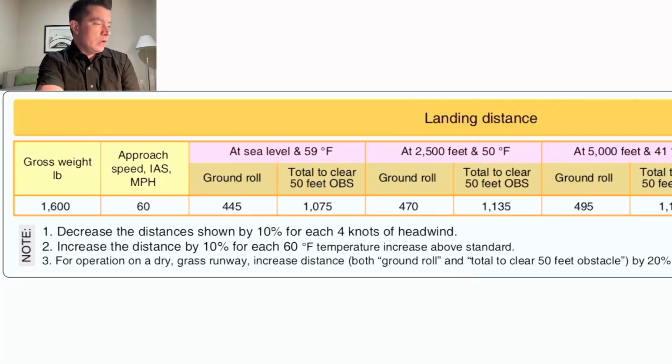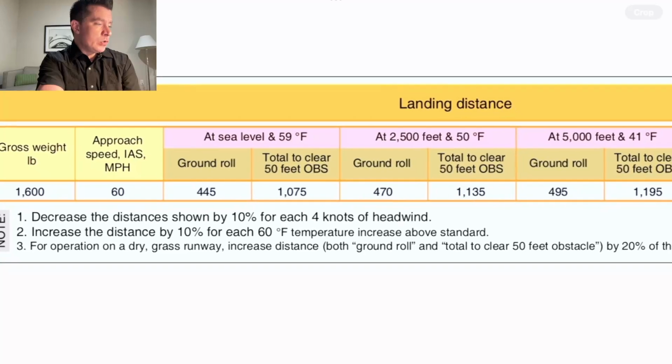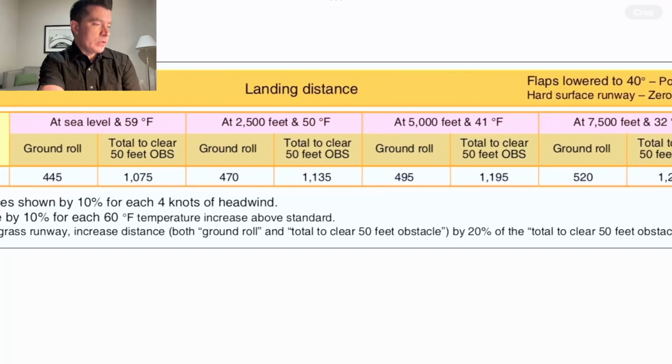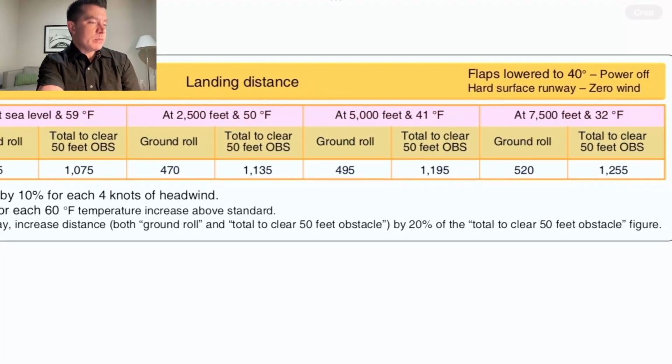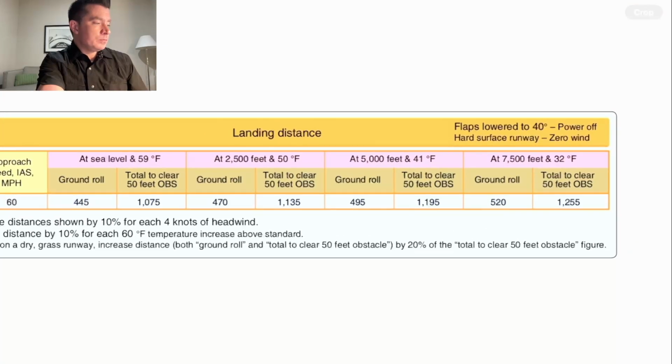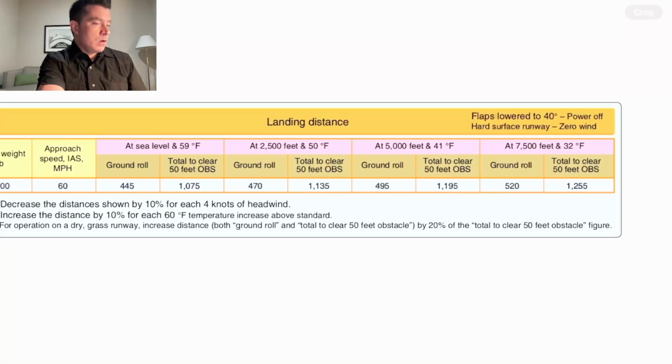And then if you're landing on a dry grass runway, increase distance, both ground roll and total to clear 50 feet, by 20% of the total to clear 50-foot obstacle figure. So make sure if you're landing on grass, you increase the distance on the total to clear the 50-foot obstacle figure. Okay.